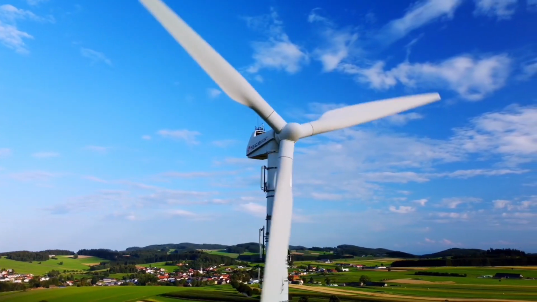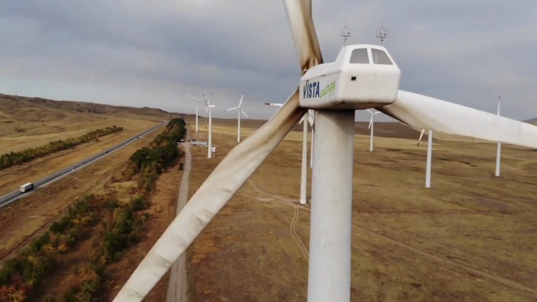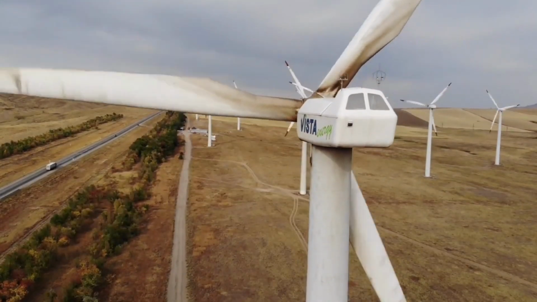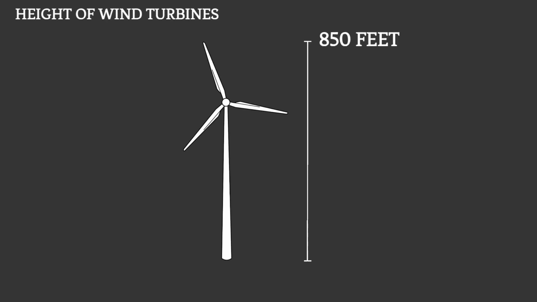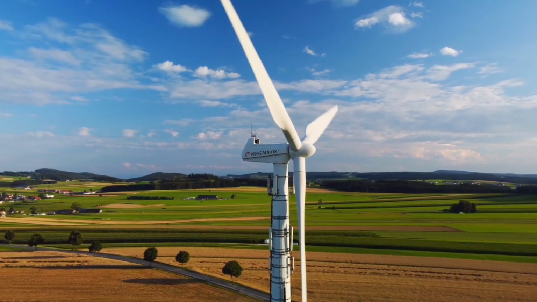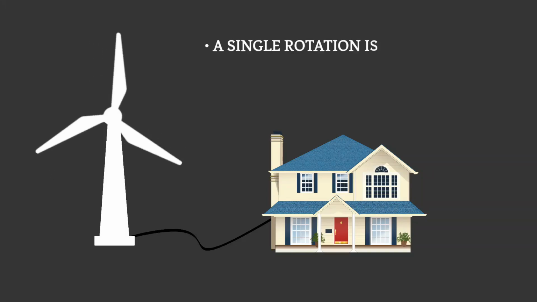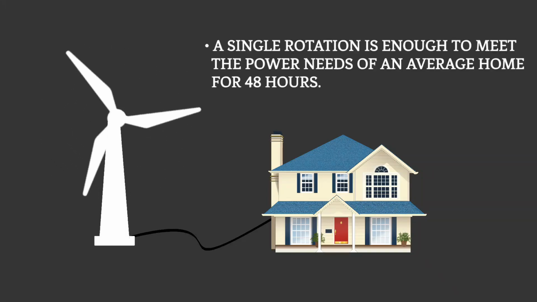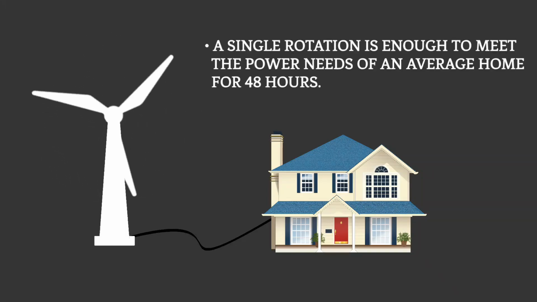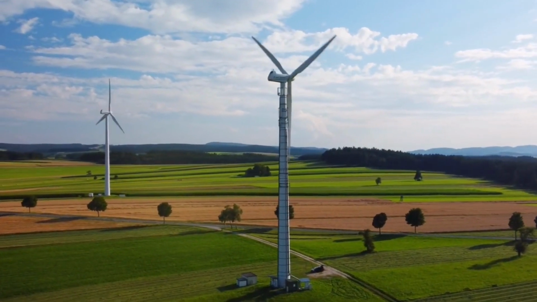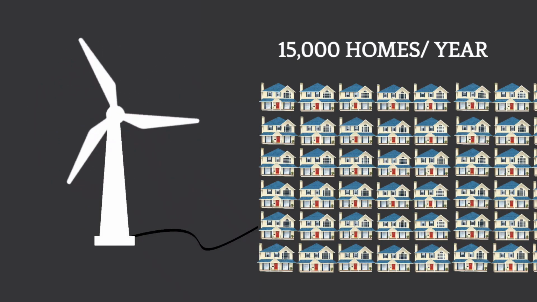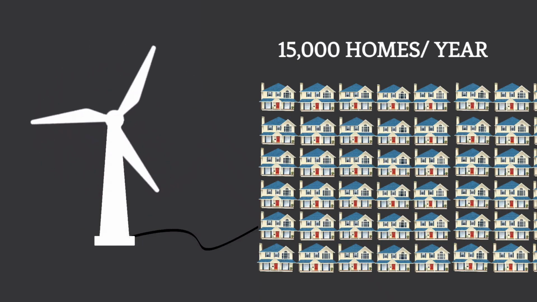The largest and most powerful wind turbines on Earth can have blades that are about 350 feet each. Some of them stand about 850 feet above sea level. The electrical energy generated from a single rotation is enough to power an entire home for 2 full days. A single wind turbine of this size can provide electrical power for approximately 15,000 homes for 1 full year.